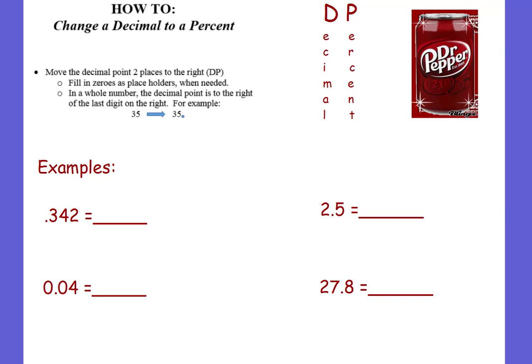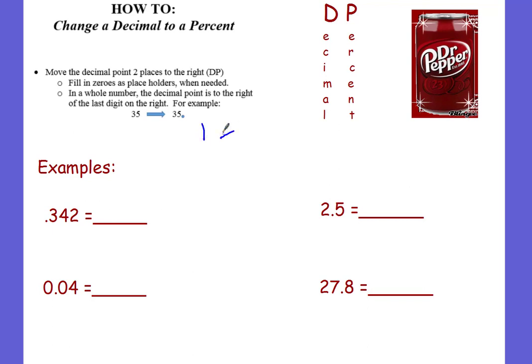Okay, how to change a decimal to a percent. Before we actually get into how to do that, let me ask you this. We know that percent is out of 100. We've talked about it a lot. So if we have a decimal and we want to change it to a percent, then we need to multiply it by 100, to make it be out of 100.